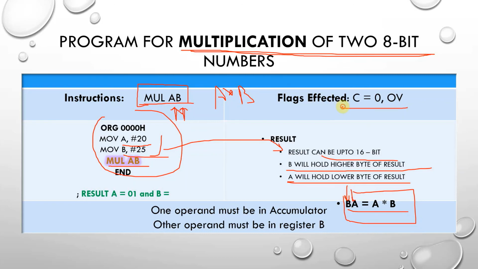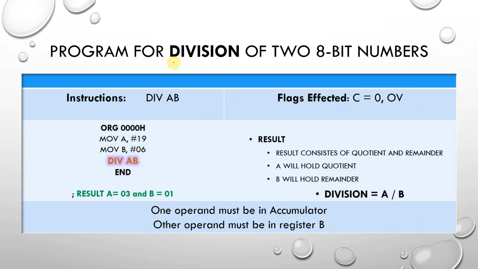The flags affected by this instruction are carry, which will always be 0, and the overflow flag. Here again the limitation is that one of the operands should be in the accumulator and the other operand is required to be in B. The last program to be discussed is division of two 8-bit numbers.